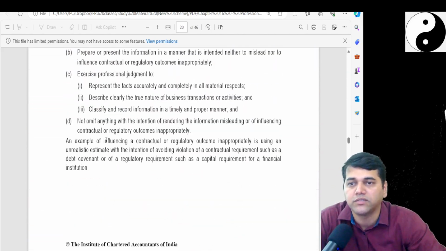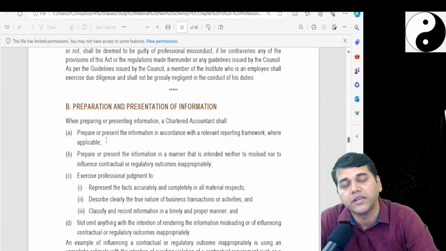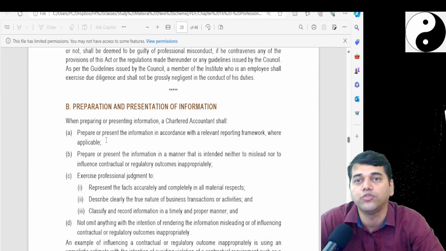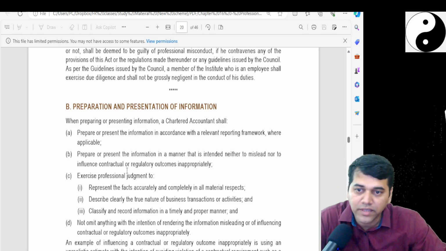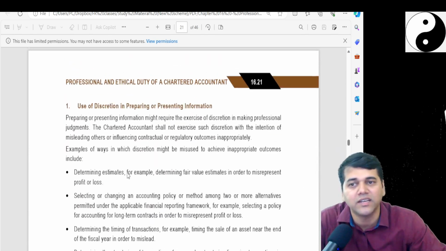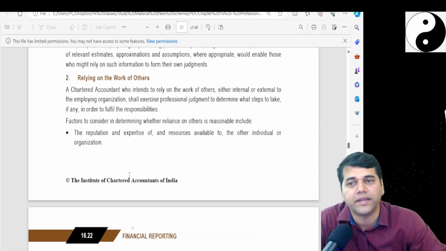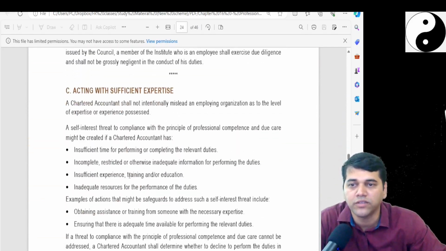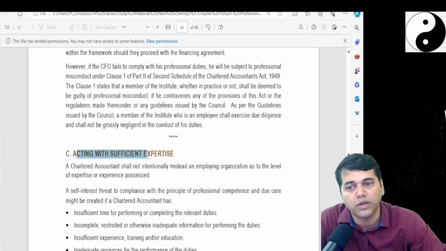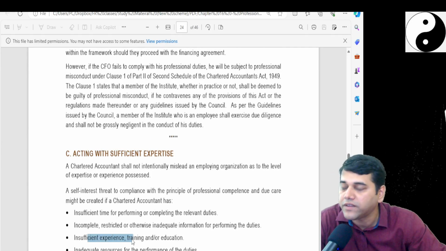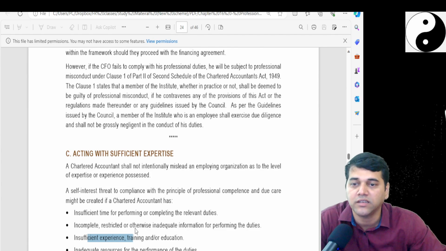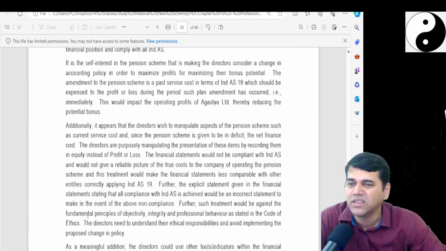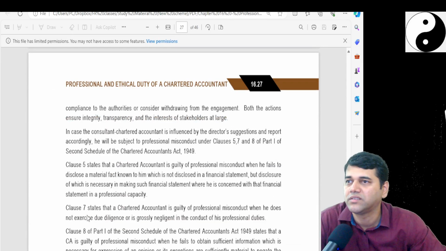We will check what this question is and what answer we need to write. Presentation of information. Suppose you have to prepare one report to get a bank loan. The director will pressurize you, add this thing. What should you do? Now that's what they say. See, this is all theoretical. Let us focus on the Q&A. Relying on the work of others, etc. There is one illustration 4 on this. Acting with sufficient expertise, you should update yourself. With insufficient experience, you should not touch anything. So this is what they mean to say here. Okay, so there is an illustration.